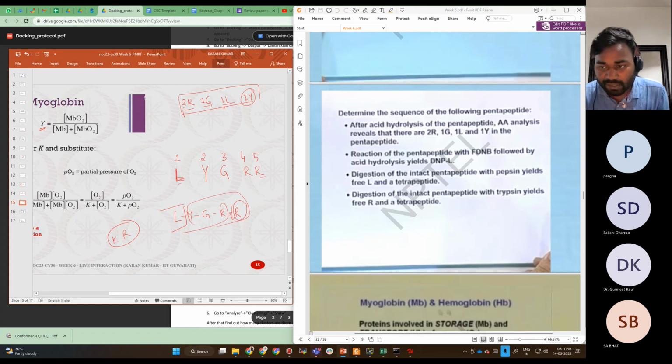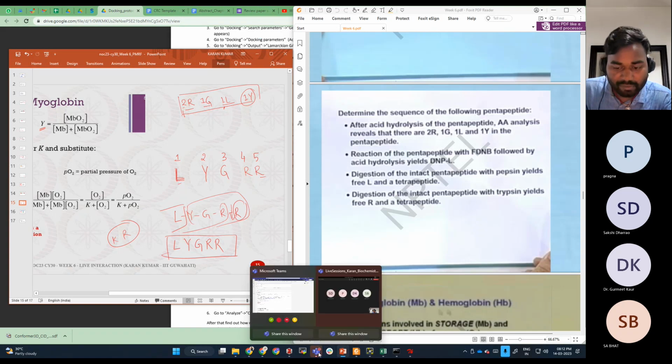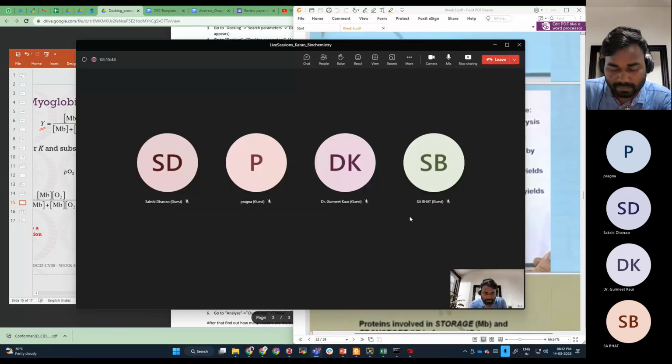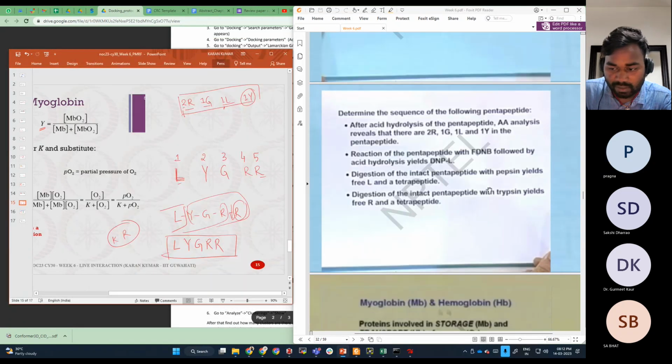Now your second statement was FDNP followed by acid hydrolysis, which is giving L. So L is on the left hand side. So your correct pentapeptide is L, Y, G, R, R. Is it clear? Is there any doubt? Is it clear to everyone? Pragna? Yes, sir. It's clear. Okay. So your correct answer was L, Y, G, R, R.